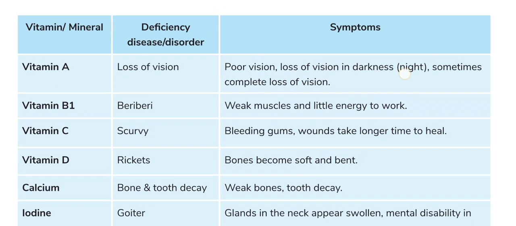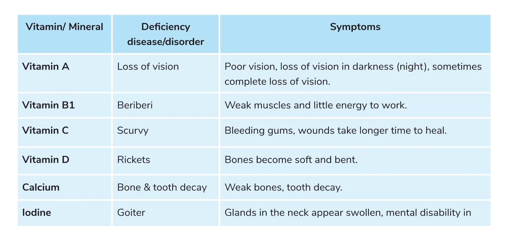Vitamin A: loss of vision, poor vision, loss of vision in darkness at night, sometimes complete loss of vision. Vitamin B1: beriberi, weak muscles and little energy to work. Vitamin C: scurvy, bleeding gums, wounds take longer time to heal. Vitamin D: rickets, bones become soft and bent.